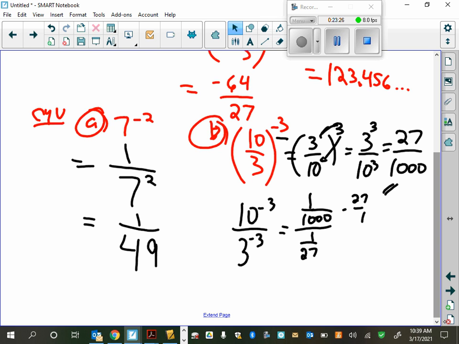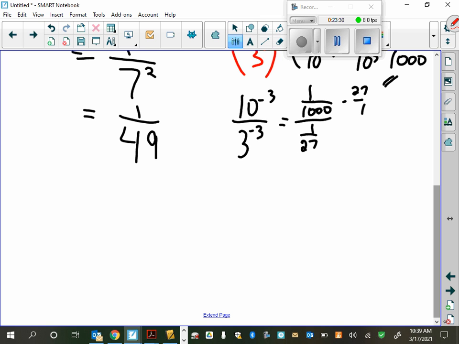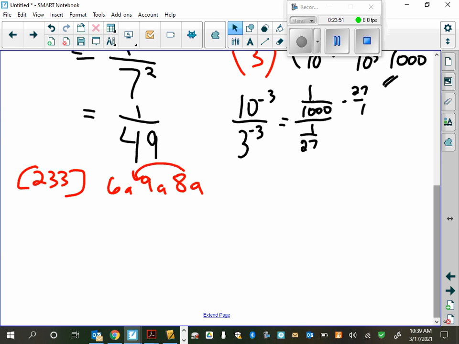Okay, go to page 233 and do these questions in your textbook. 6A, 9A, and I don't know why I put 8A there. 6A, 8A, 9A. If you don't have your book, take a picture, but please read your book. Thank you.